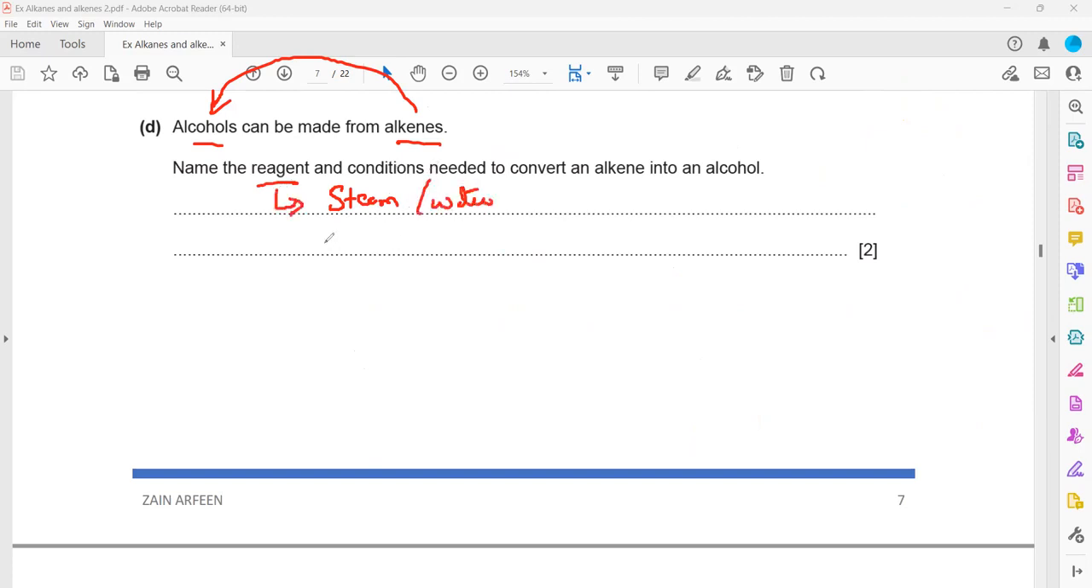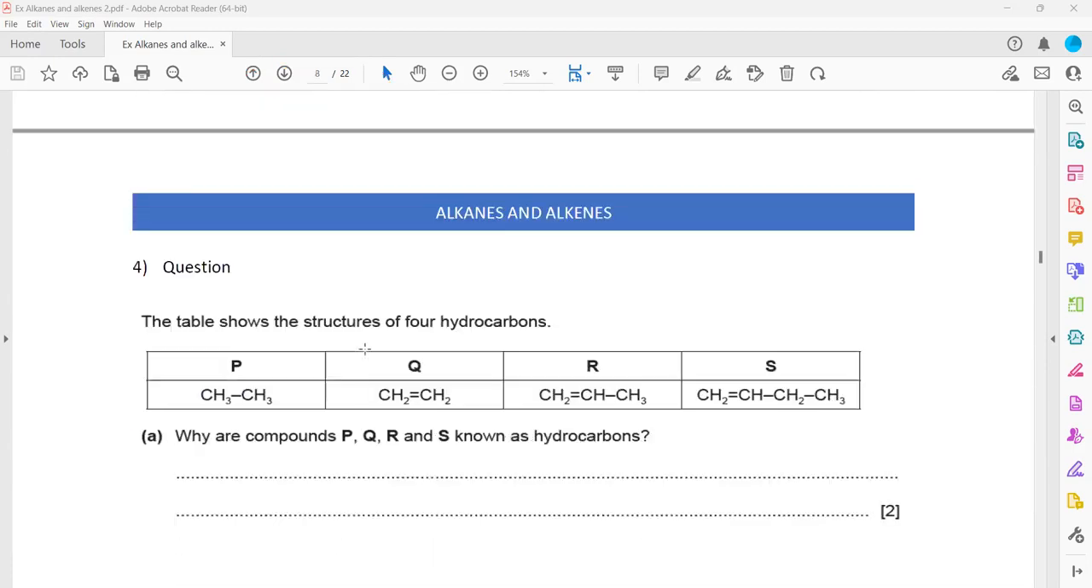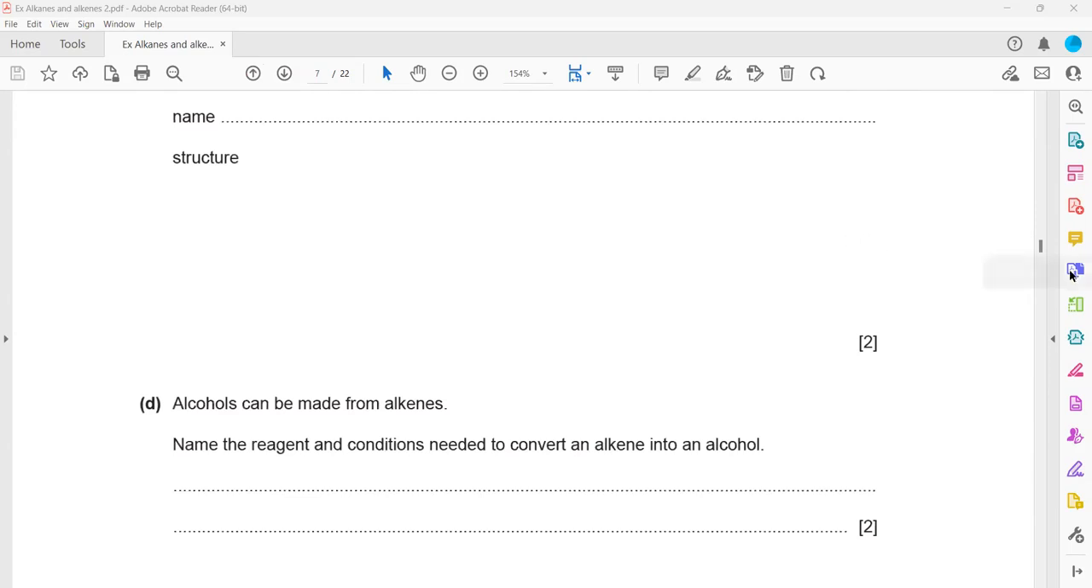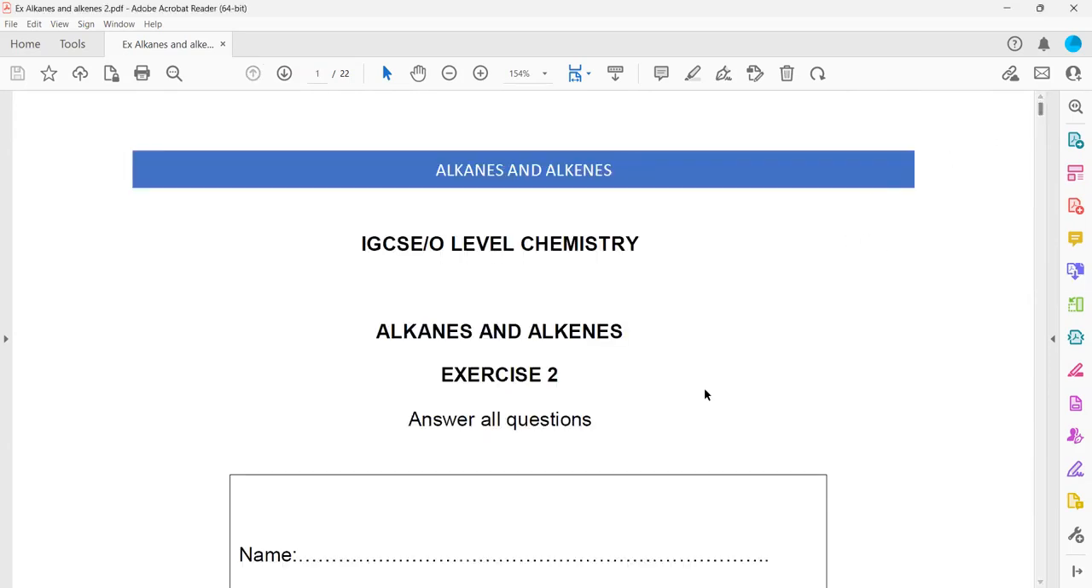And what are the conditions? UV is for substitution. If it was substitution of an alkane, then it is UV. For an alkene, here we have high temperature, and we use the catalyst phosphoric acid. You have to learn the name of the catalyst as well. So these are the first 3 questions from the exercise on alkanes and alkenes.